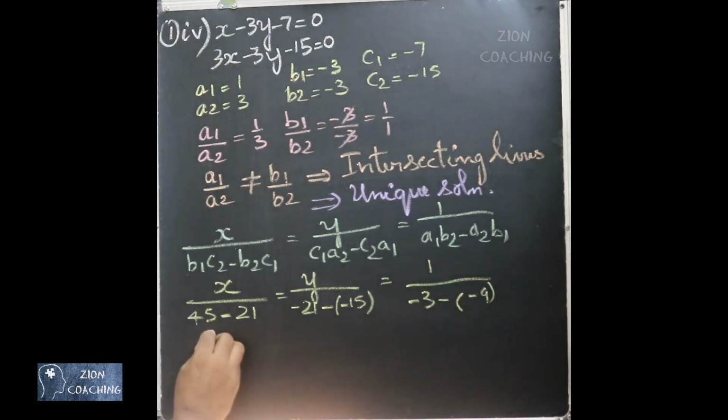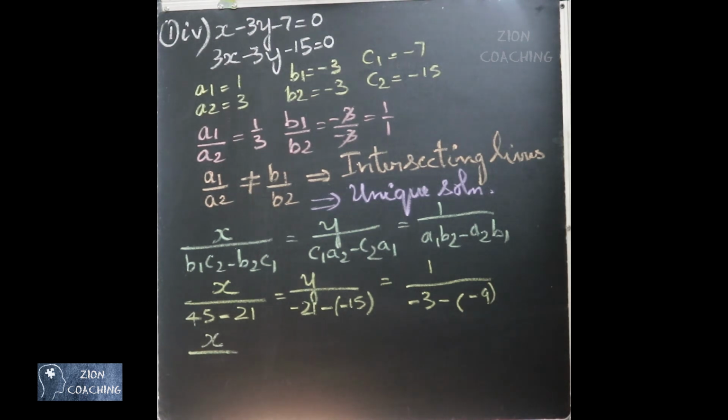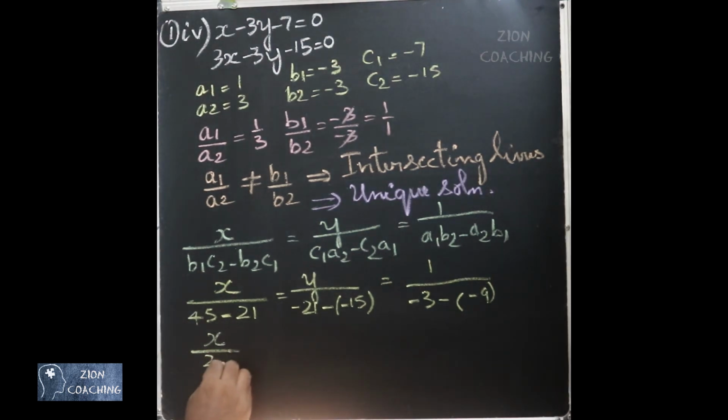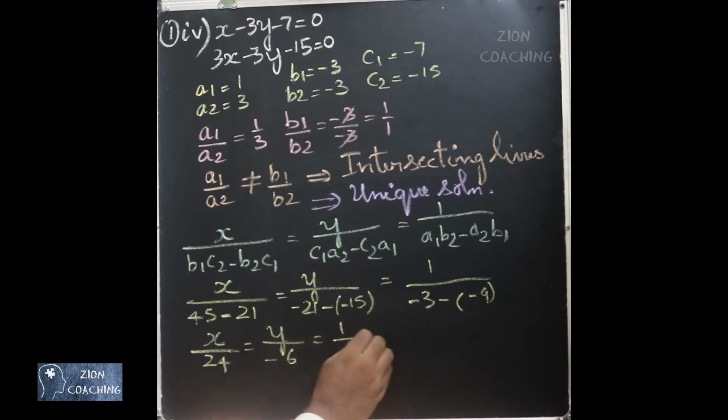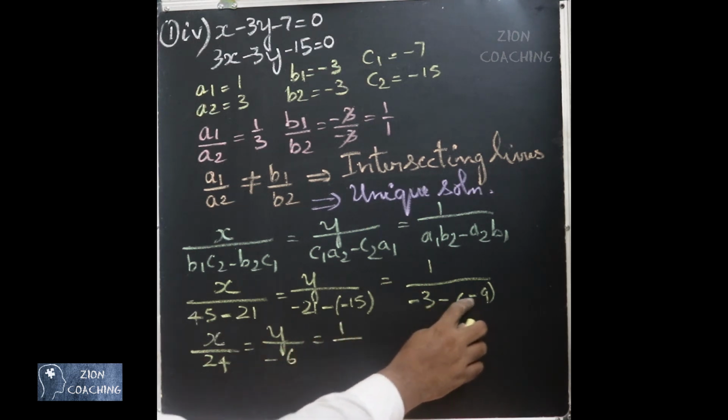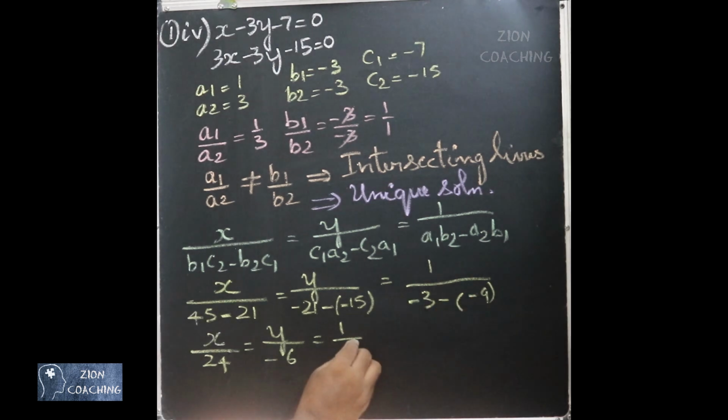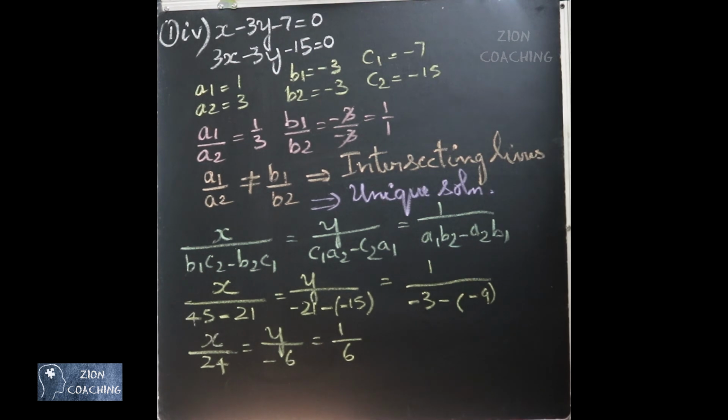So we are going to have x by 45 minus 21 is 24, equal to y by minus 21 plus 15 is going to be minus 6, equal to 1 by minus 3 minus of minus 9 is minus 3 plus 9. So we are going to have 6. Now equating the x with the constant term, we will get x value. Equating the y with the constant term, we will get the y value. We will do one by one.